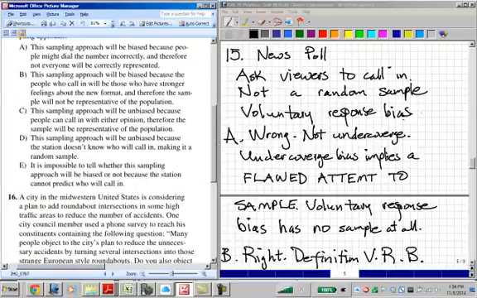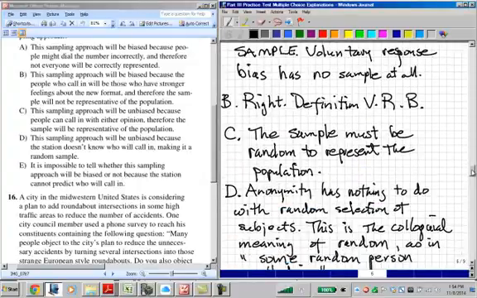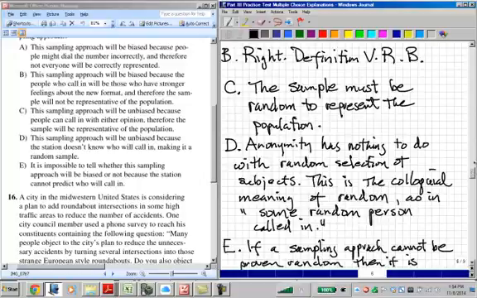Under coverage, bias implies a flawed attempt to sample. Voluntary response. This is voluntary response. I ask viewers to call in. Not a random sample, voluntary response bias. That's what you're thinking ahead of time. So that's what you're looking for in your answers. B, the sampling approach will be biased because the people who call in will be those who have stronger feelings about the new format, and therefore the sample will not be representative of the population. Now notice, they don't tell you it's voluntary response bias, but that's what voluntary response bias means.